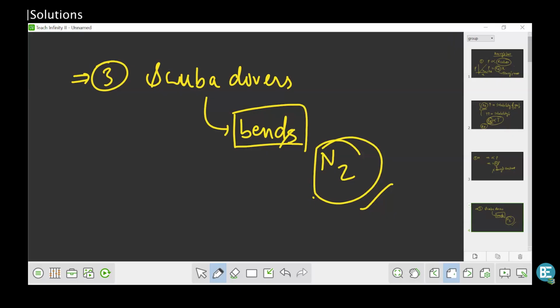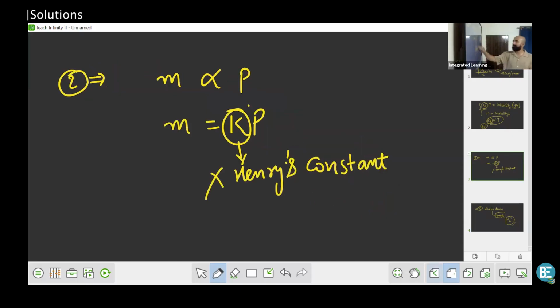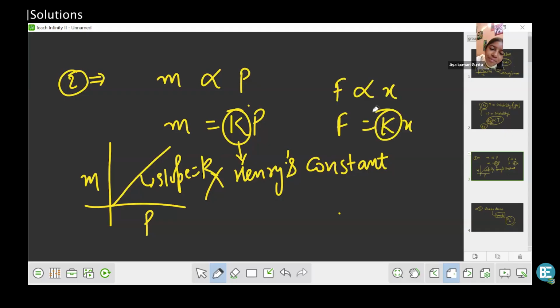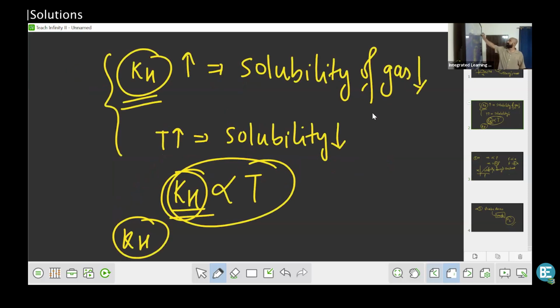Okay. अच्छा, एक चीज रह गई थी यहाँ पे, जैसे मास वर्सेस केपी का ग्राफ था. मास वर्सेस प्रेशर का जब आप ग्राफ खींचेंगे तो यहाँ पे भी जो स्लोप आएगा वो क्या होगा, केएच होगा. But that slope is not Henry's constant. Remember that. Henry constant because it has different properties. For example, I told you as the solubility of gas decreases, KH increases. So because of that, you have a particular name for it, which is called Henry's constant.